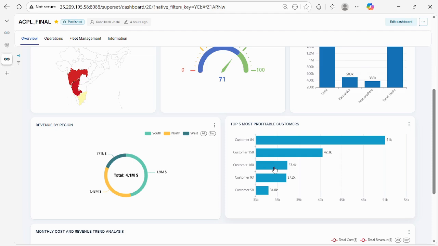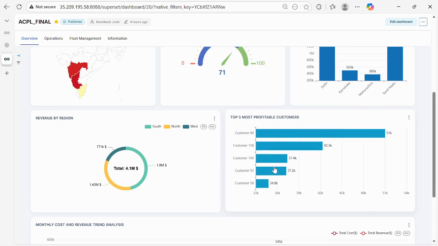Top profitable customers. This chart highlights the top customers by contribution margin. It allows sales and account teams to prioritize high value relationships and focus on retention and pricing optimization. Customer profitability is as important as customer volume in logistics.